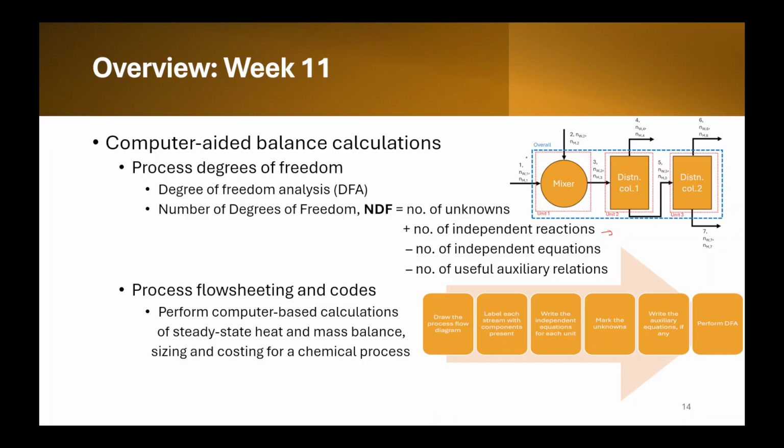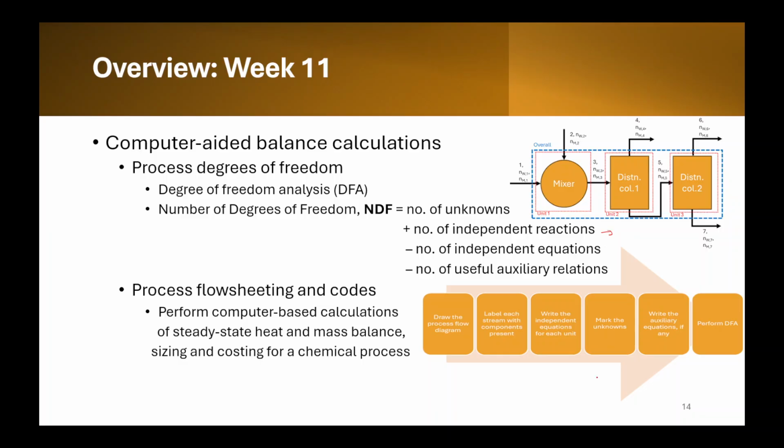Suppose this is a system which has a mixer, and attached to two distillation columns in the downstream. So you see whether you define this unit. How many degrees of freedom for this system, or for this system, or you define this overall system as well. How many degrees of freedom for this overall system you can find out using this formula, and based on your problem statement.